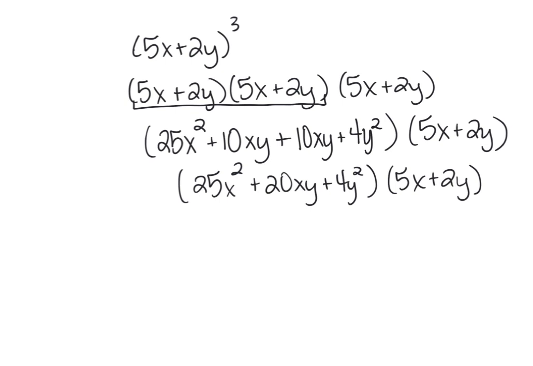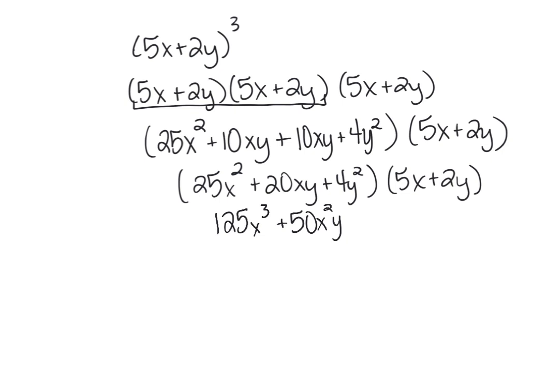And now we have a problem similar to the last one, where we're going to take each term of the first parentheses and multiply by the second parentheses. So 25x squared, there we go. Okay, we have 25x squared times 5x is 125x cubed. Then 25x squared times 2y, that is going to be 50x squared y. I usually write my variables in alphabetical order just so that I can recognize later when I have like terms.